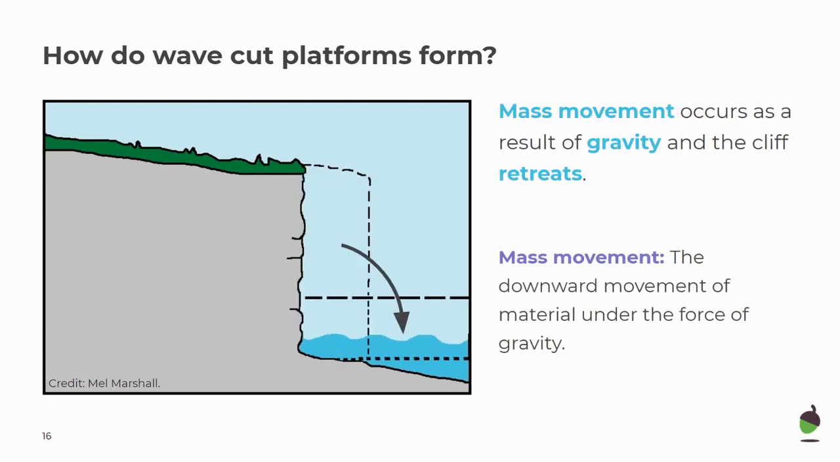So mass movement occurs as a result of gravity, and that cliff will fall into the sea. That means that the cliff has retreated, and that means moved back. So you can see with the dotted line where the cliff was, and now part of that cliff has fallen into the sea, the cliff line has moved back, the cliff has retreated. We've used the process in there, mass movement. Mass movement is the downward movement of material under the force of gravity.